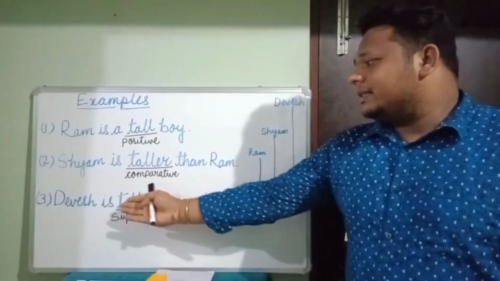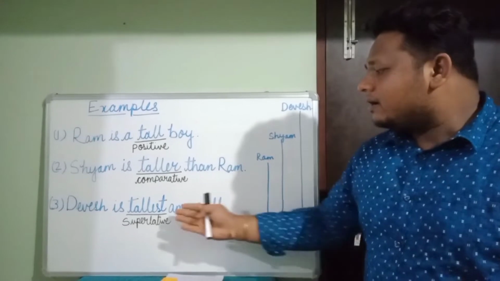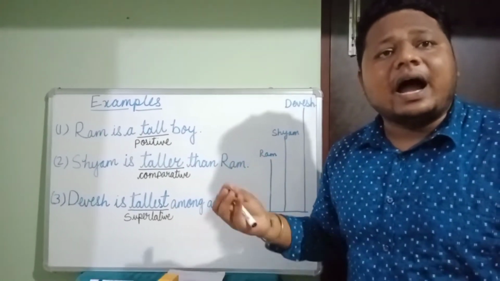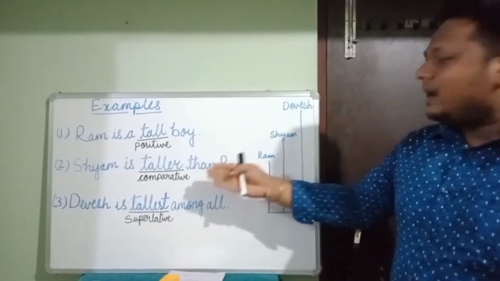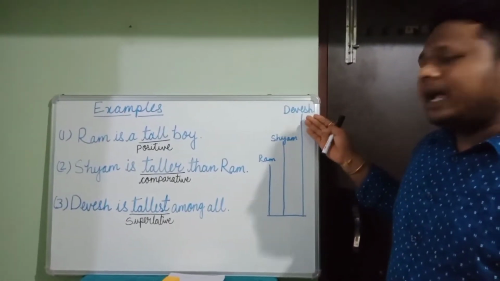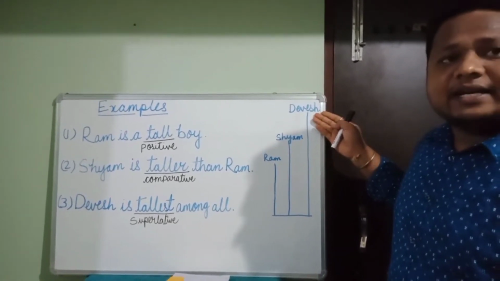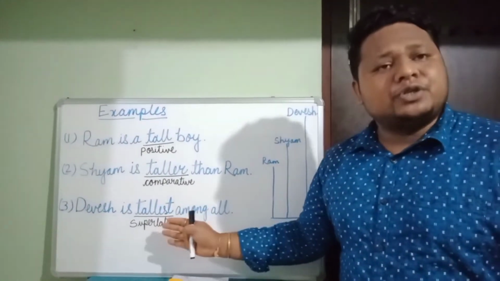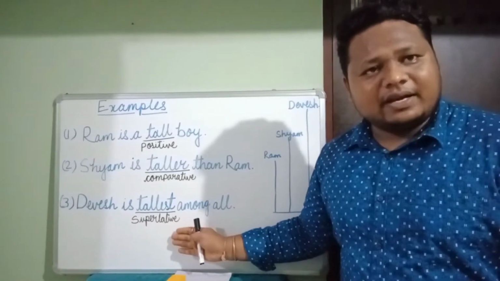Example 3. Devesh is tallest among all. Here the adjective tallest is used to compare the height of more than two persons, that they are Ram, Shyam and Devesh. Among them Devesh's height is the tallest one. So the adjective tallest is in superlative degree.